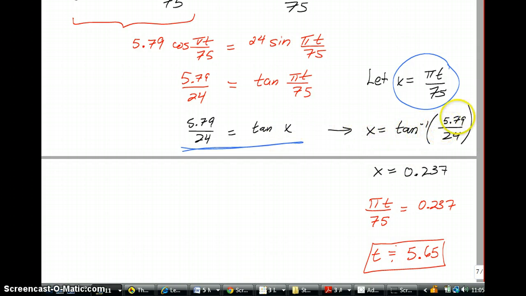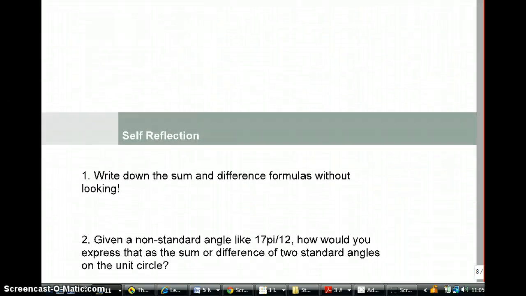So you would take the tangent inverse of that ratio to get this. But then x is pi t over 75, so substitute it back in, right? That is x, substitute it here, and solve for t. You will get that t is 5.65. Please also complete the reflection.